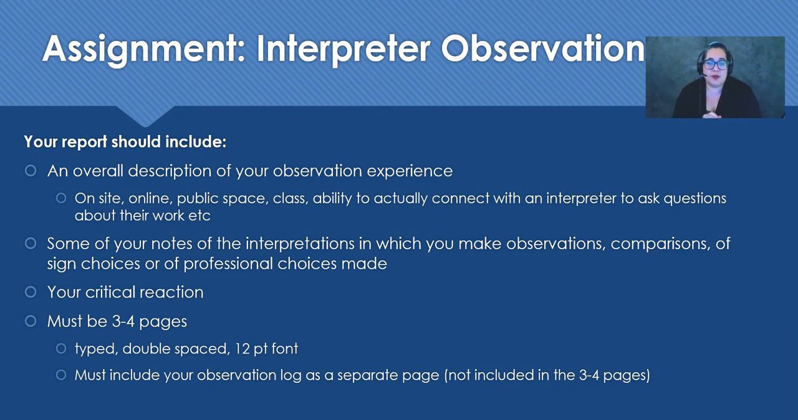Your paper will be 3 to 4 pages, typed and double spaced. I have posted an observation log that you'll have to include. That'll be a separate sheet, so it's not part of the 3 to 4 pages. The observation log will include the names of the interpreters and the situations that you've observed. So if you use their names in your paper, it'll be easy to connect. I also am probably going to be referring you to most of those observations, so I'll know who you're talking about.